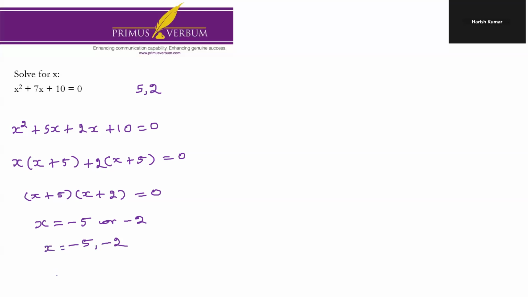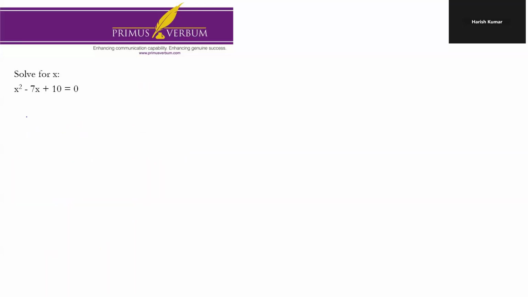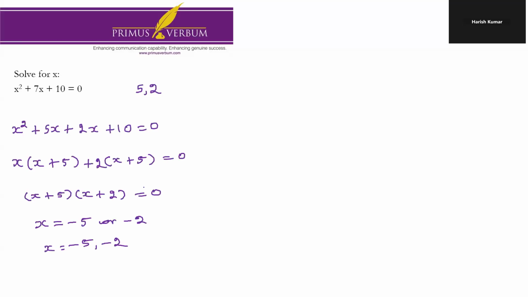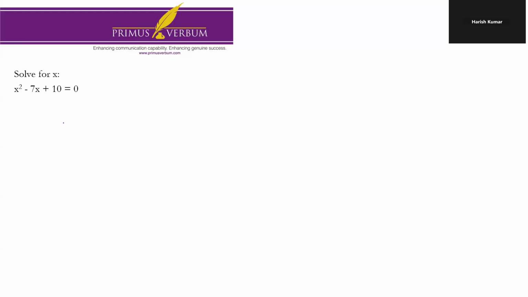Now let's look at a slight variation. Instead of x square plus 7x plus 10 is equal to 0, I'm just making a small modification. Instead of plus 7x, I am doing minus 7x. I've just changed the sign of the linear coefficient. Okay, so we had plus 7x here. Now we have minus 7x. Everything else remains the same.